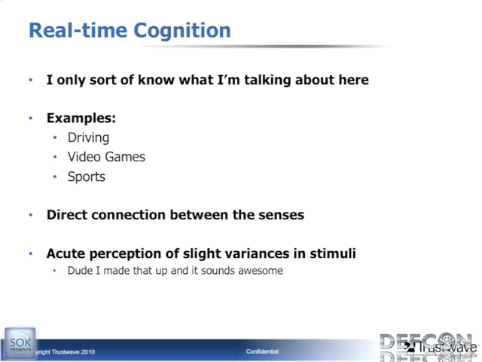So there's a direct connection between the senses, right? You're able to react to something. You're able to see it out of the corner of your eye, and you're able to do something about it. It's the same with a video game, a little sniper, and whatever. You can get really good at that, but you're not thinking about it. You're just doing it. It's acute perception of sight variances and stimuli, which sounds freaking awesome.